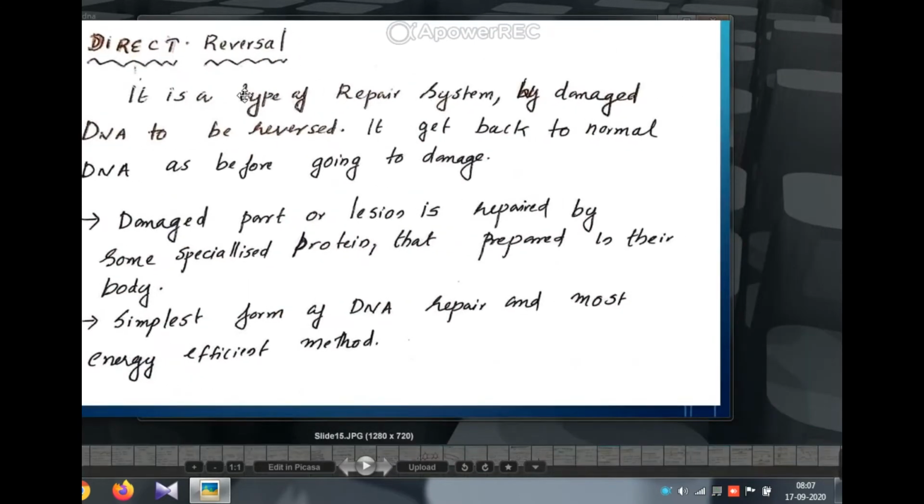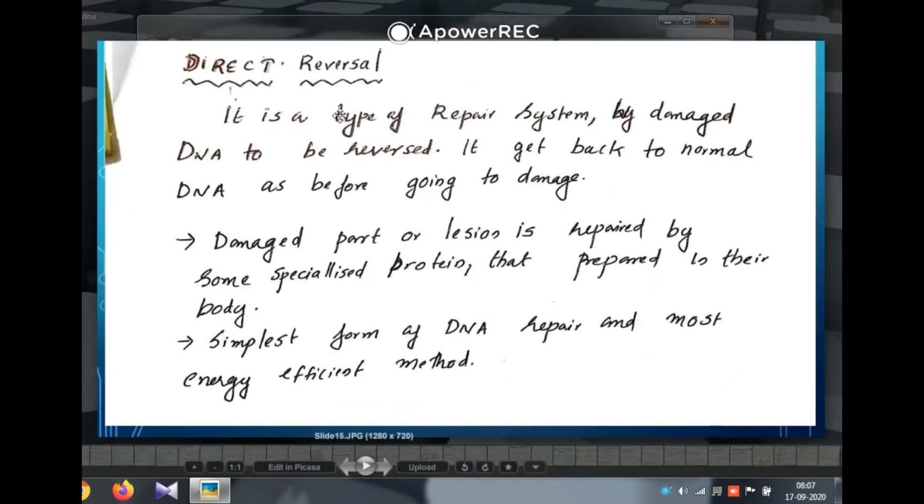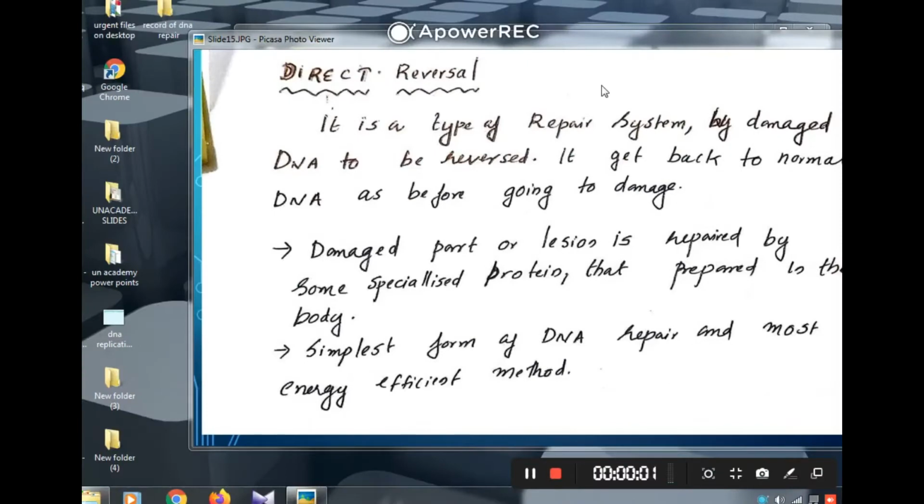Direct reversal is a type of repair mechanism where the damaged DNA is reversed, getting back to the normal state as before the damage. The damaged part or lesion is repaired by specialized proteins that are prepared in our body.